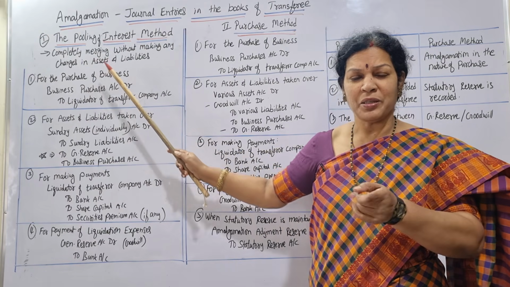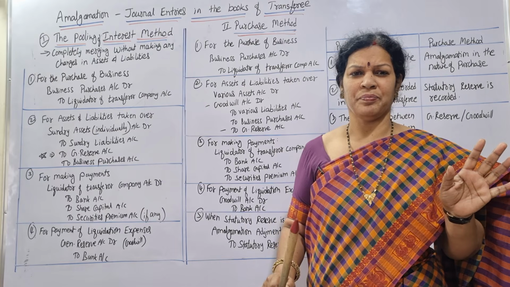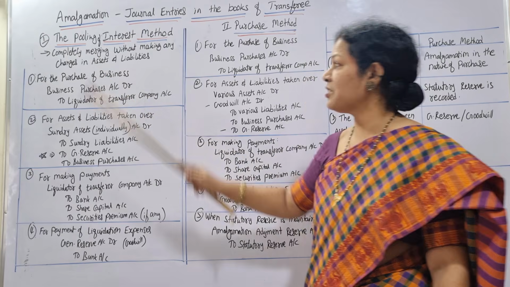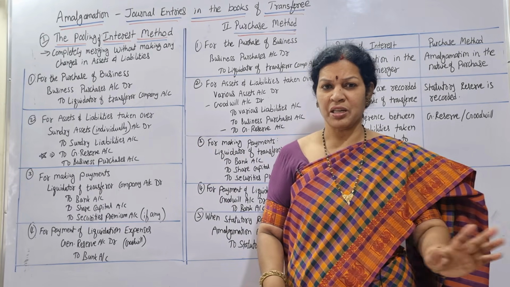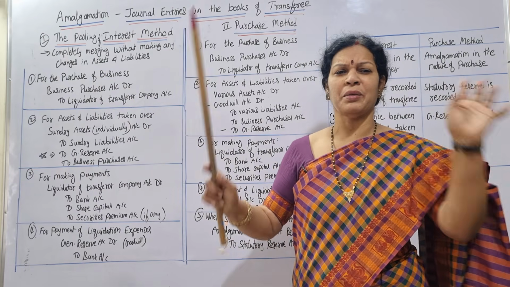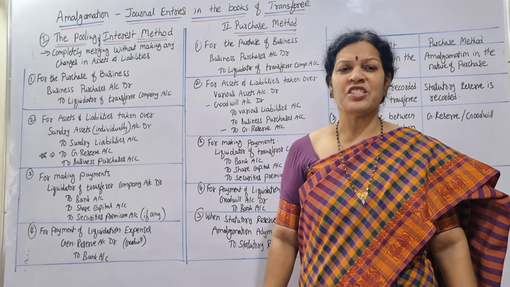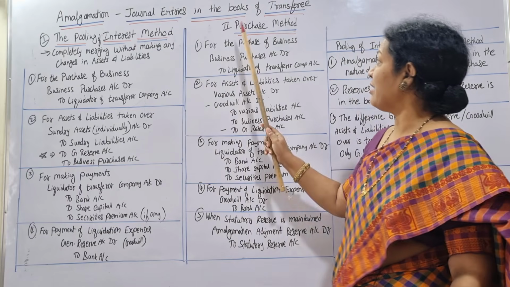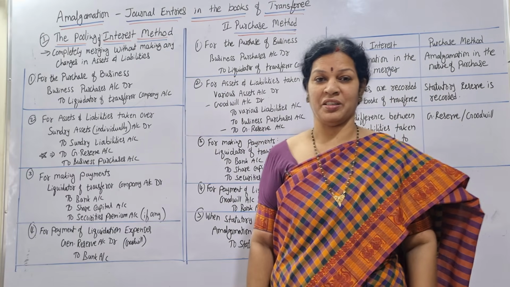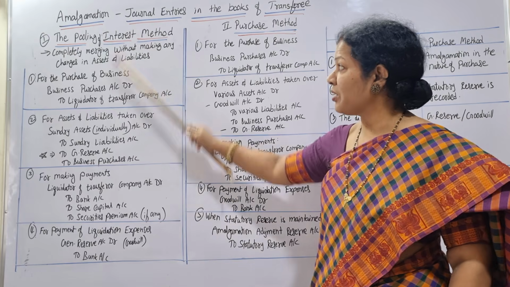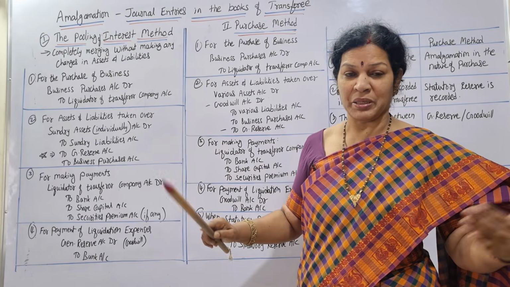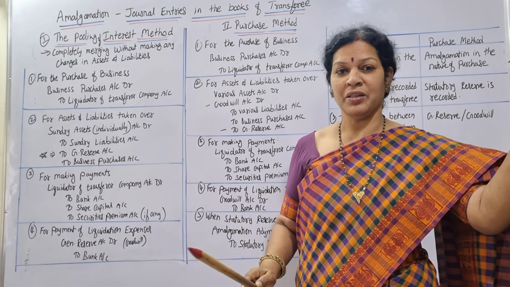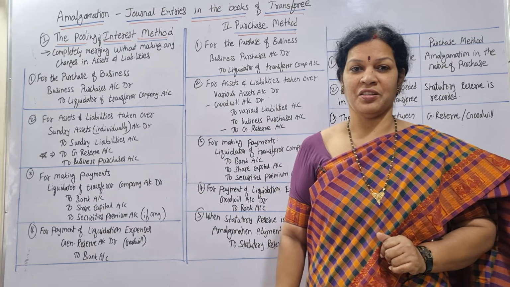Pooling of interest method is nothing but a merging method. Purely merging method, like completely merging without making any changes in the assets and liabilities. We are not changing anything. As it is, we are merging. As it is, we are transferring. That is why we call it the pooling of interest method. Whereas in purchase method, some changes will be there. Now let's focus on the pooling of interest method, where the assets and liabilities are transferred as they are from the vendor to the purchaser.